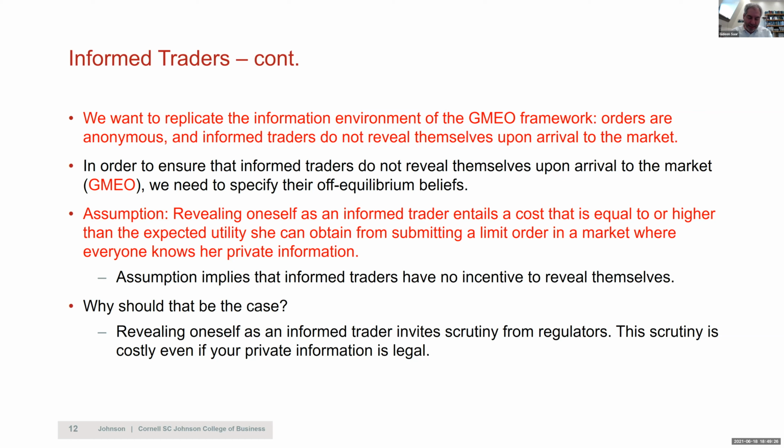But what you're actually asking is related to this slide. Why? Because in a Glosten-Milgrom model, the informed has a trivial choice: buy or sell, high or low. Here, since they have a non-trivial choice between order types, we need to specify their off-equilibrium beliefs. So we will need to say that revealing oneself as an informed trader entails a cost that is at least as much as the expected utility that she can make by revealing her information and supplying liquidity in a market where everybody knows her information. And that is why she doesn't reveal herself.